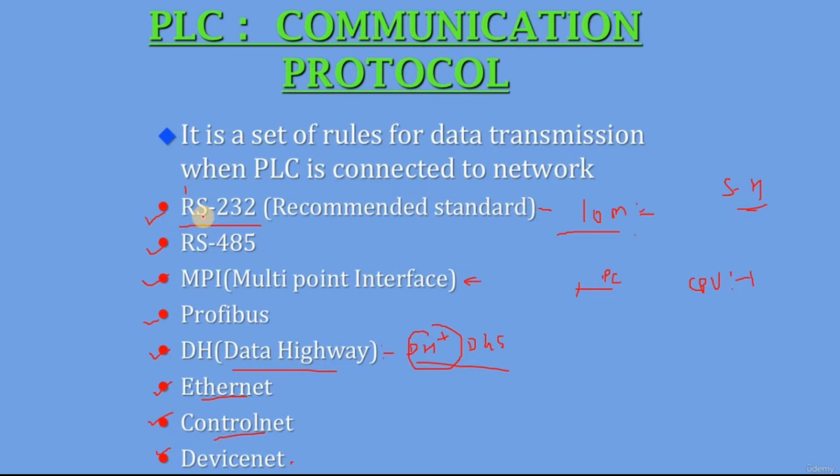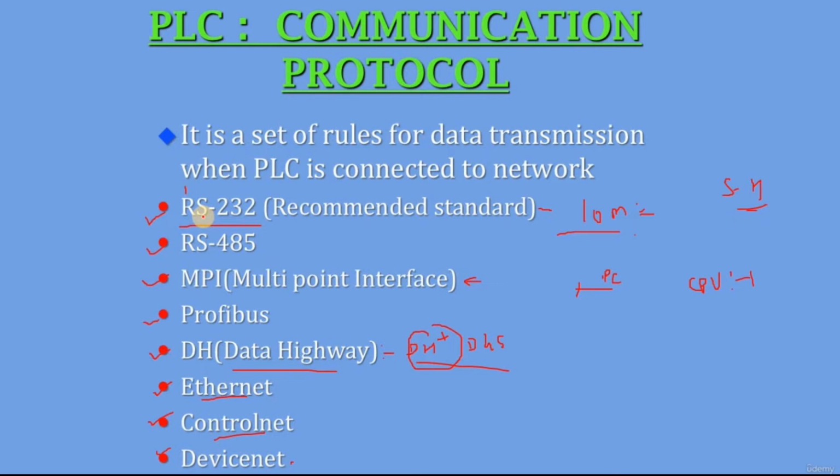Two-way communication means either we can download the data into the CPU of our PLC, or we can upload the data from the CPU of our PLC. These two things are possible by using the RS-232 communication cable. The most important thing is that we can communicate up to 10 meters. This 10 meters is the network length, or we can say the communication distance.